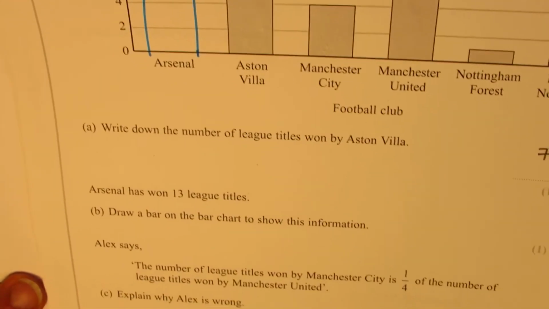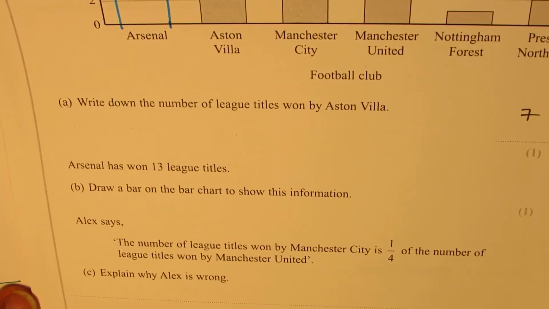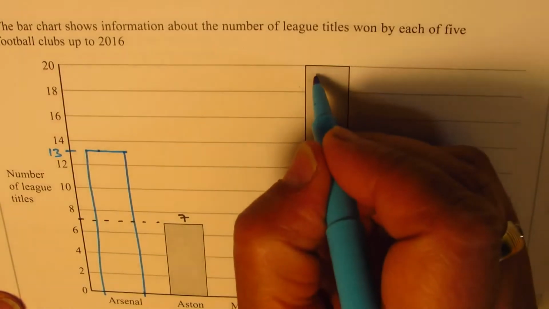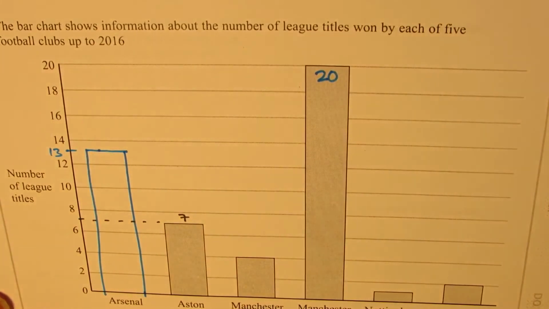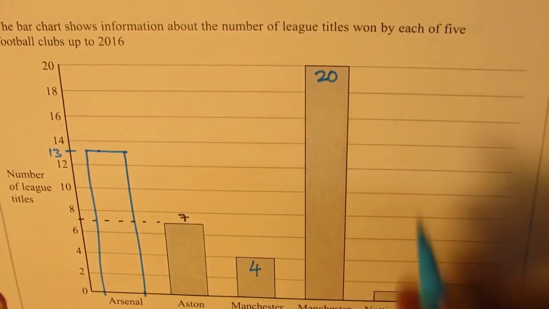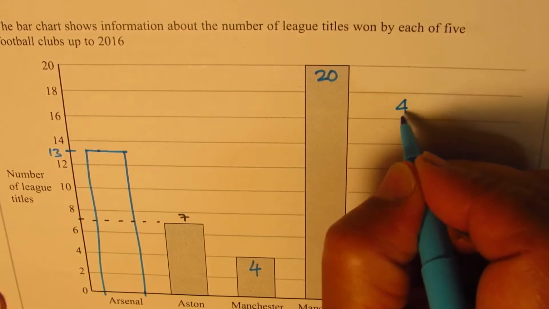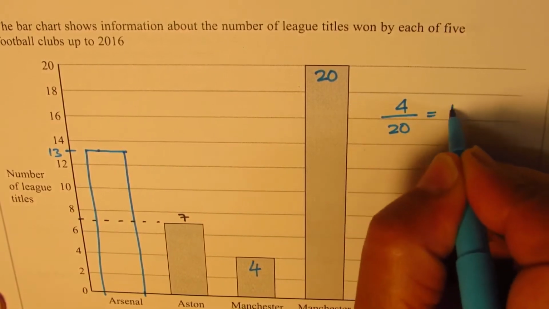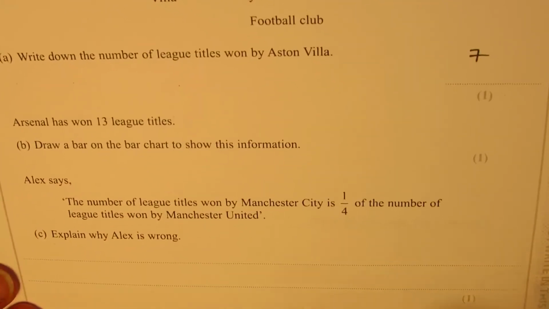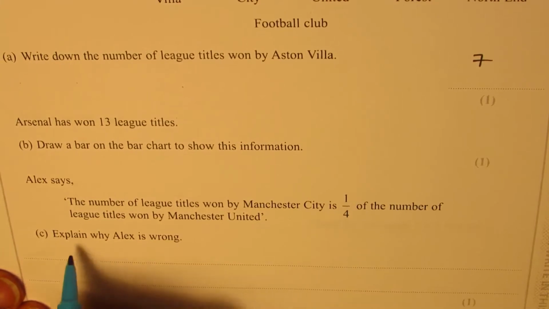Then we have Alex says the number of league titles won by Manchester City is 1/4 of the number of league titles won by Manchester United. Let's figure it out. Well, Manchester United is 20, right? So let me write 20 here, and Manchester City is 4. Now, what is the ratio? So ratio is 4 divided by 20, which is same as 1/5, correct? So it is not 1/4, but it is 1/5, right? So we can say, well, this is 1/5.